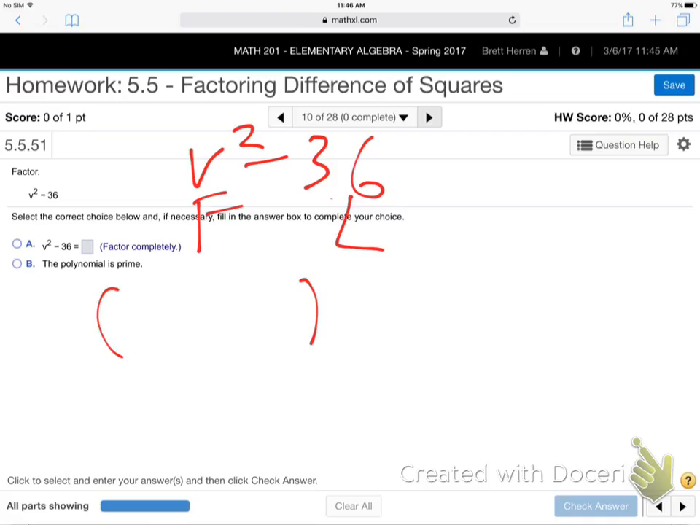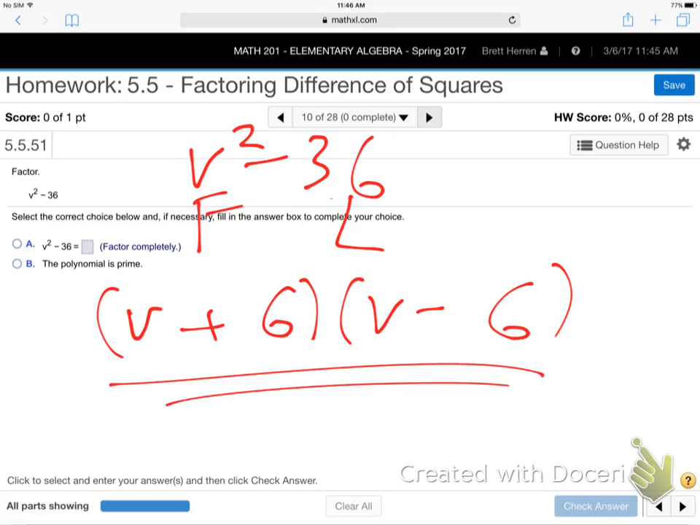So FL, 2 parentheses. Front times front to be V squared. V and V. Last times last to be 36. It's going to be 6 and 6. And how do you make a negative 36? One positive, one negative, either order, doesn't matter. And that does make 0 in the middle, doesn't it? Because if you add them, that's why there's no middle. Because the middle is really 0. We're done. That quick. It's your favorite factoring, right? Good? Questions on that?